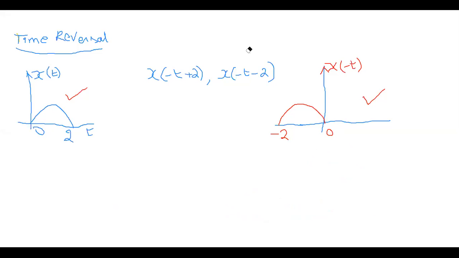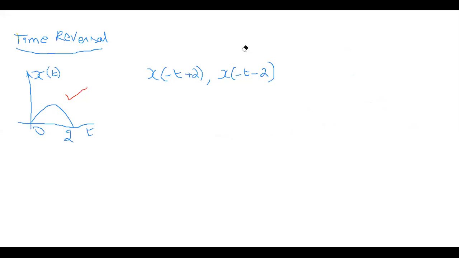Now I'm going to use one more easy method for you people to obtain those two representations, x of minus t plus 2 and x of minus t minus 2. Now see here. In that particular case, it is also not necessary to have x of minus t. Now please see here.